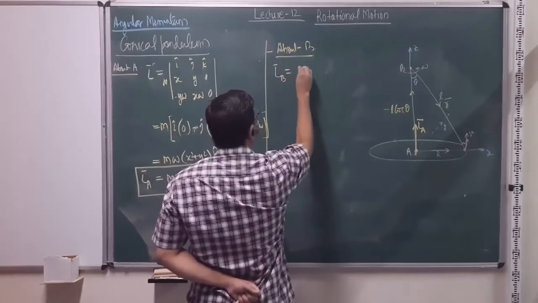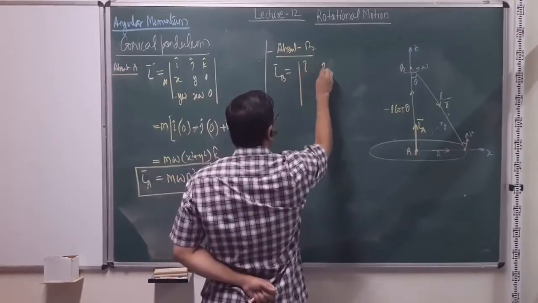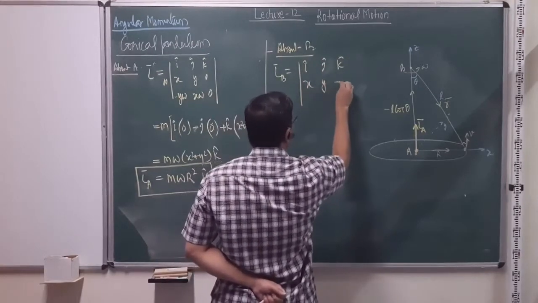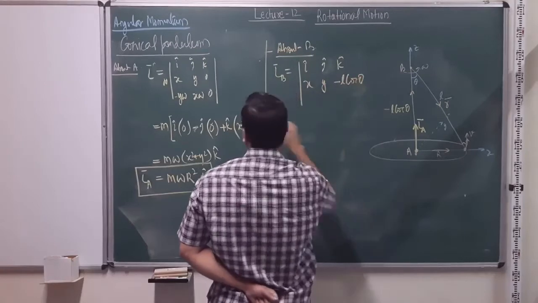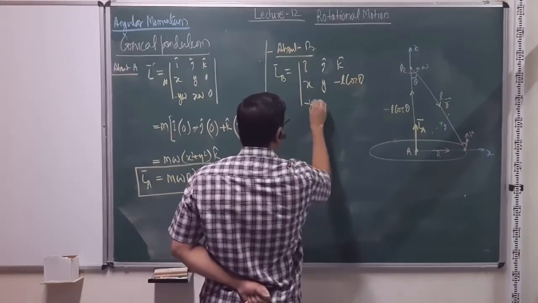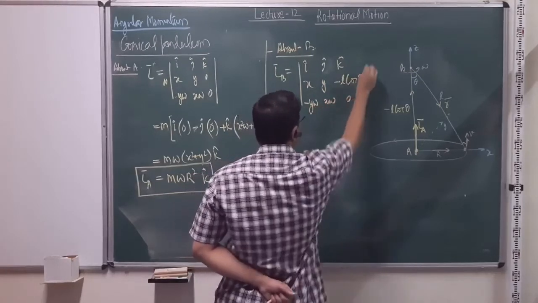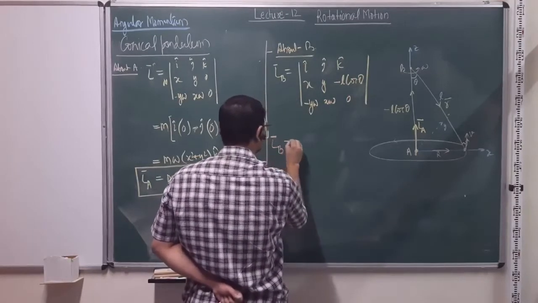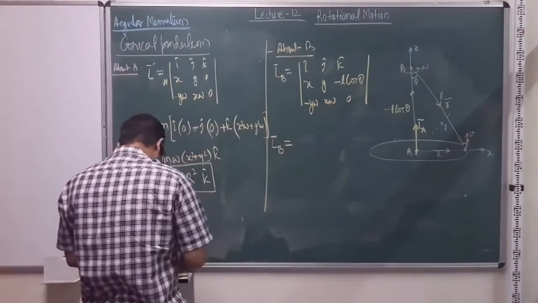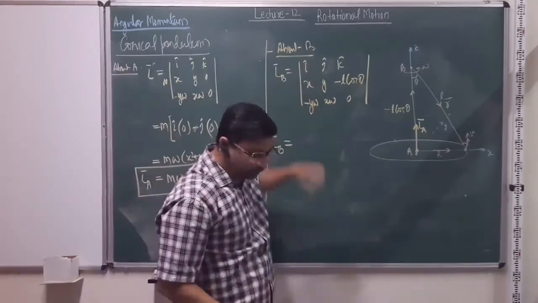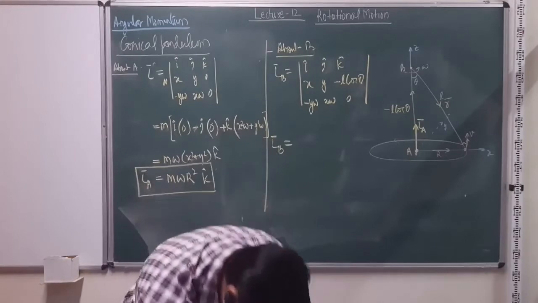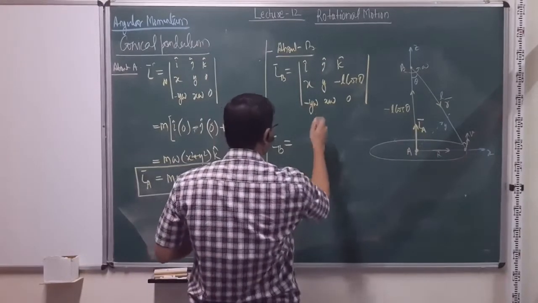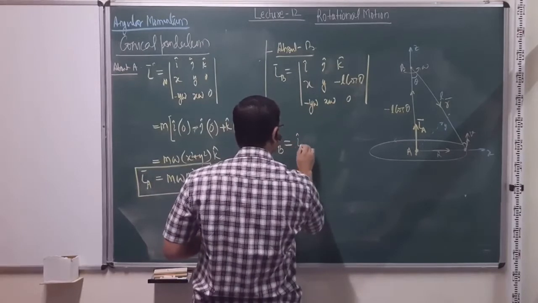Next one, what about this one? LB is then same, i cap, j cap, k cap, x, y, minus L cos theta, right? And same, minus y omega, plus x omega and 0. Right? Now, the task is for you to solve this determinant. I'll simply write down the solution, right? Which again I can write down from here.